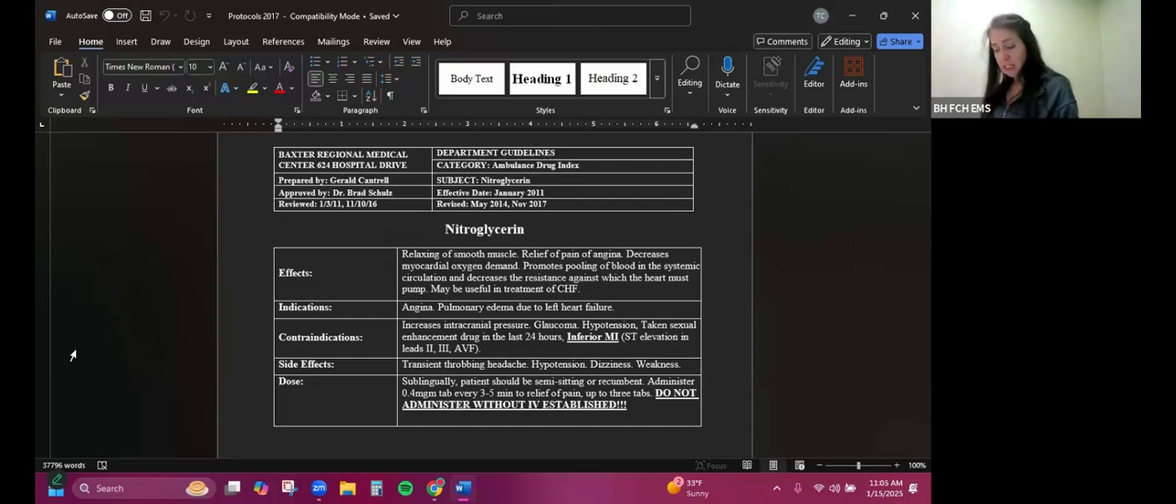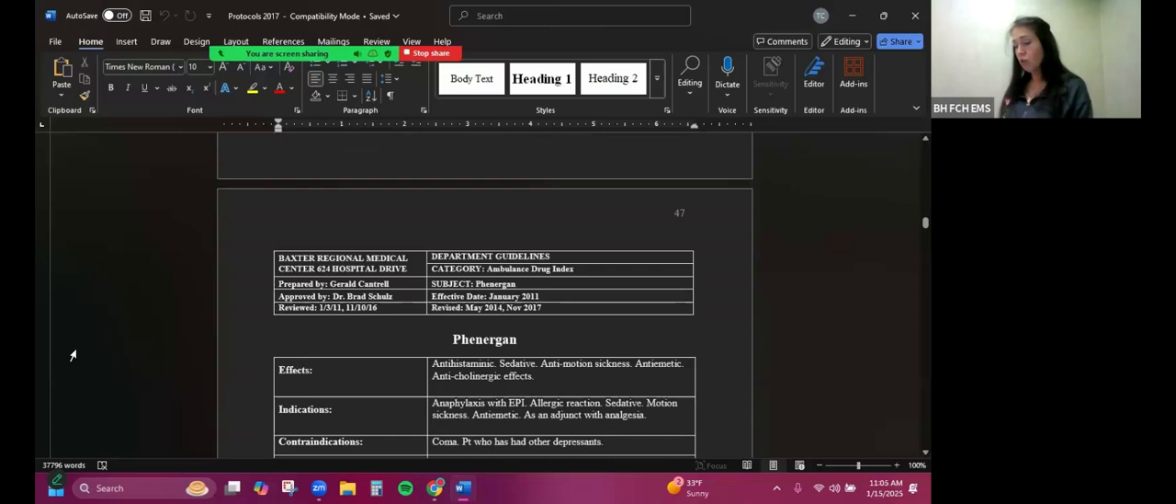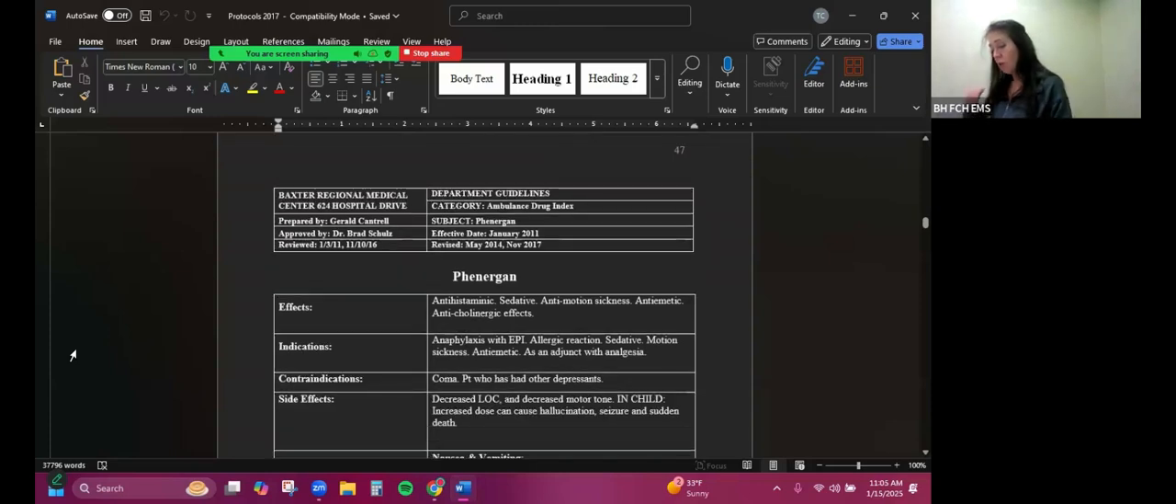Your side effects are transient throbbing headache, hypotension, dizziness, and weakness. For your nitro dose, the patient should be in a semi-sitting or recumbent position, and you administer 0.4 milligram tablets every 3 to 5 minutes to relieve pain, up to 3 tabs. Do not administer without an IV established. So we all know that. Don't give Narcan or nitro if you don't have an IV established.